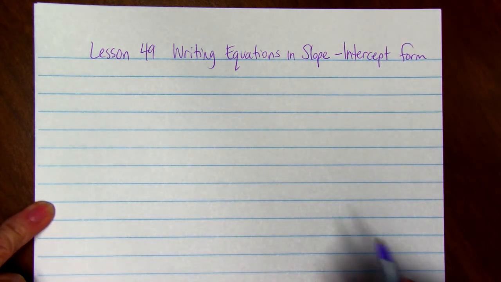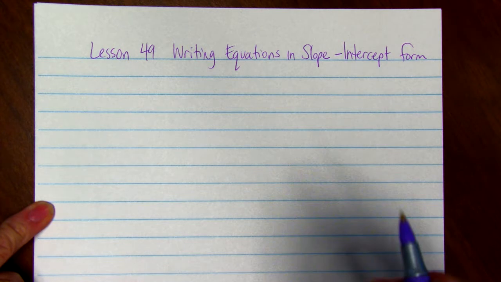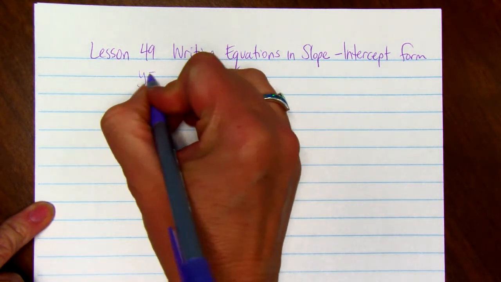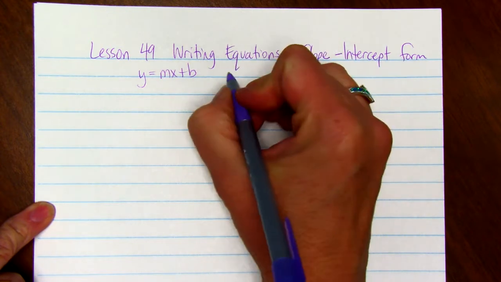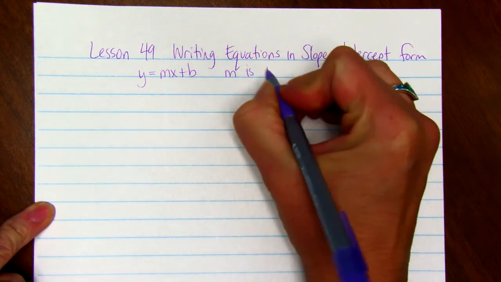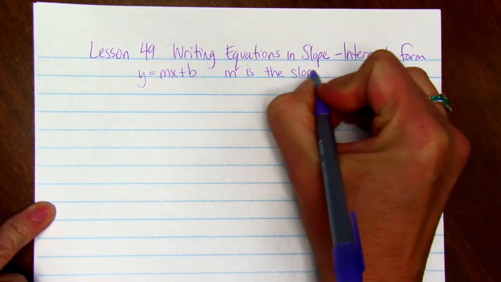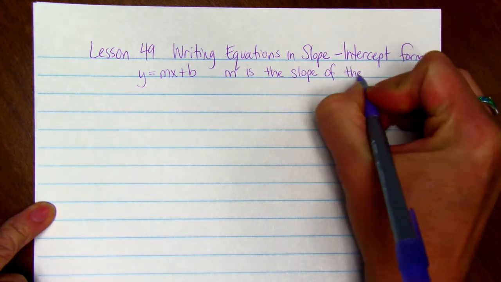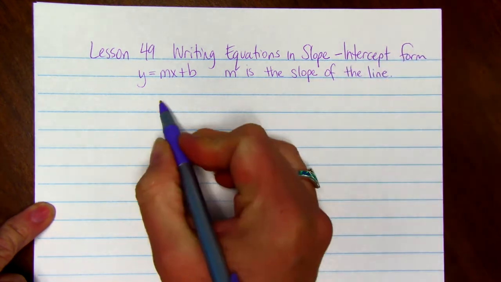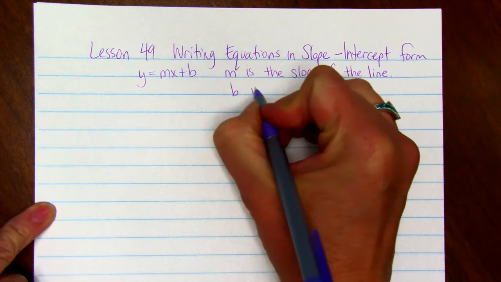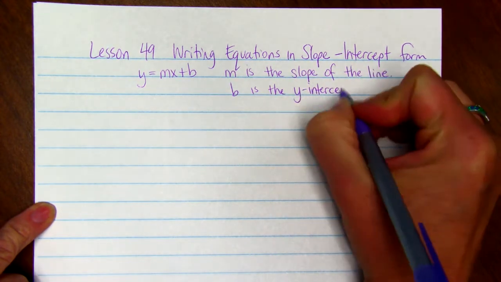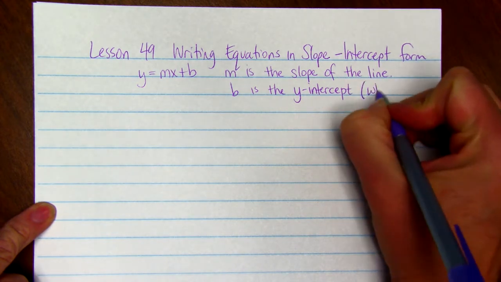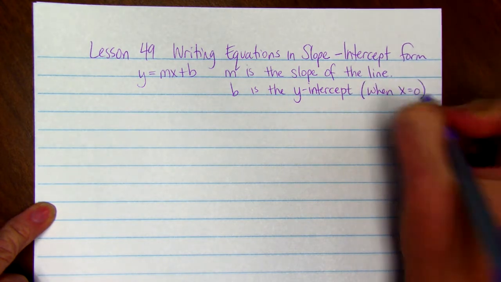The slope-intercept form of a line is y equals mx plus b. So m is the slope of the line. The coefficient of x is the slope of the line. b is the y-intercept. That is, the y-intercept is when x equals 0.